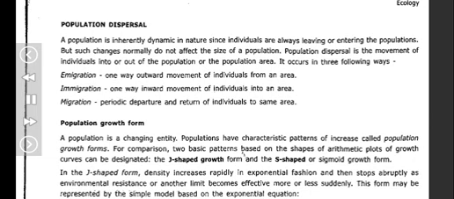Population growth form. A population is a changing entity. Populations have characteristic patterns of increase called population growth forms. For comparison, two basic patterns based on the shapes of arithmetic plots of growth curves can be designated, the J-shaped growth form and the S-shaped or sigmoid growth form. In the J-shaped form, density increases rapidly in exponential fashion and then stops abruptly as environmental resistance or another limit becomes effective more or less suddenly.